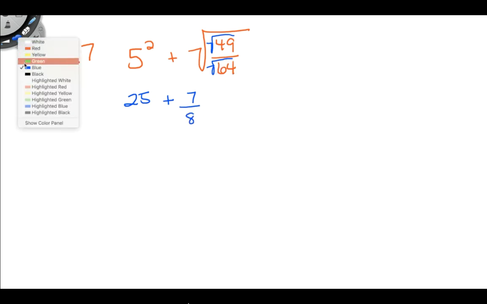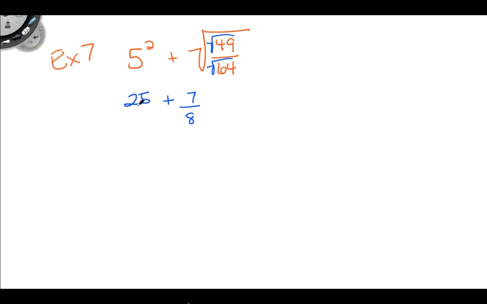Now, I know fractions tend to throw kids off a lot, but this one's actually pretty easy because this is a whole number. This is a fraction. If this is a whole number and you have a fraction, you just stick them together. So this becomes 25 and 7/8. You don't need to find common denominators because this is a whole number. It's not a fraction. The only time you find common denominators is if this was an actual fraction. All right, let's try another one.